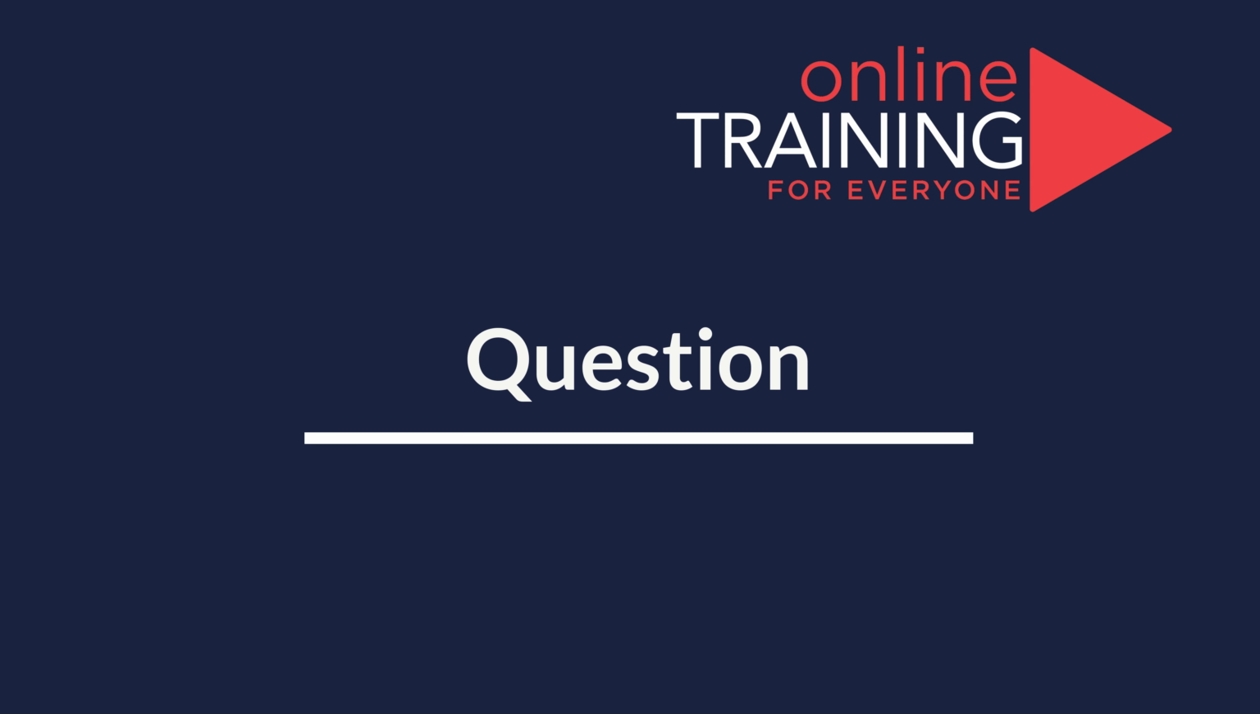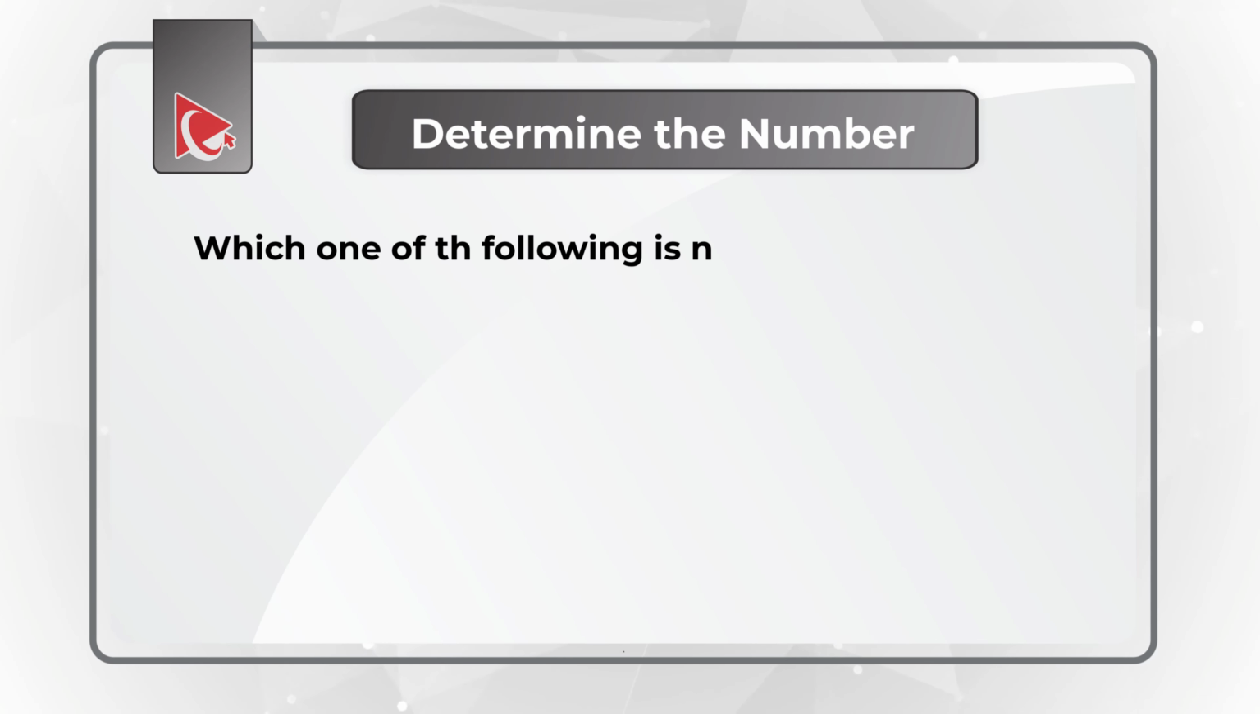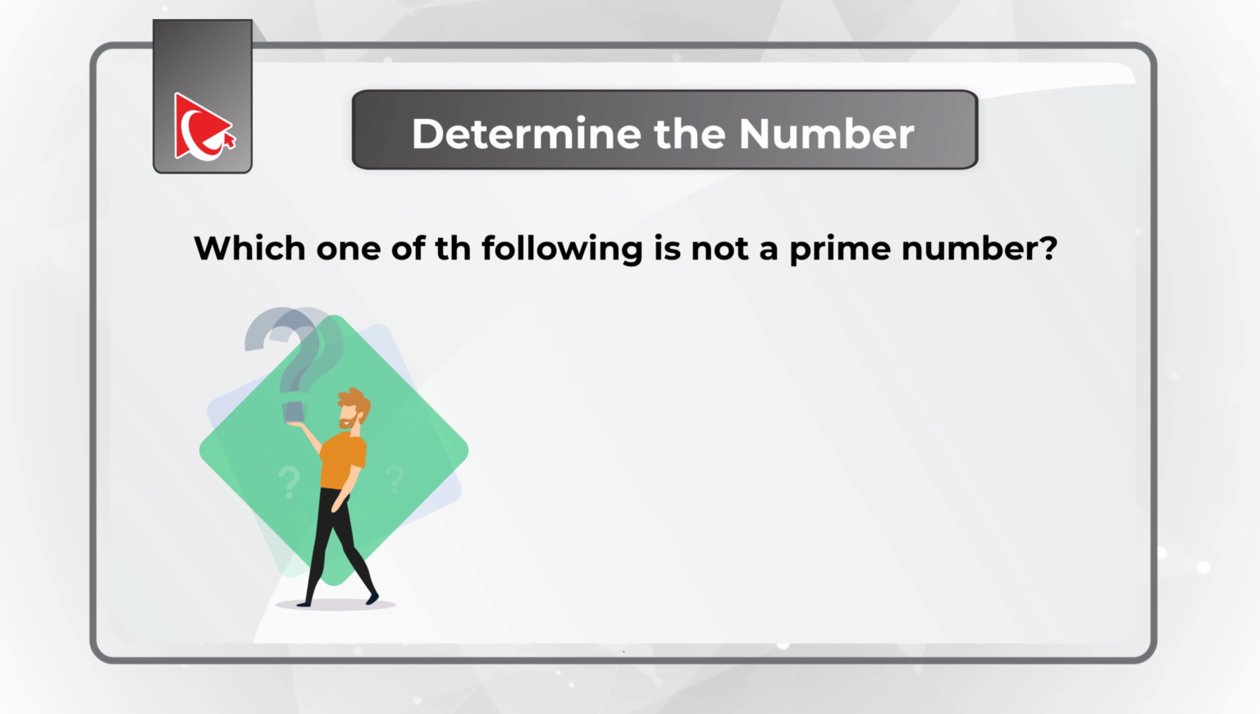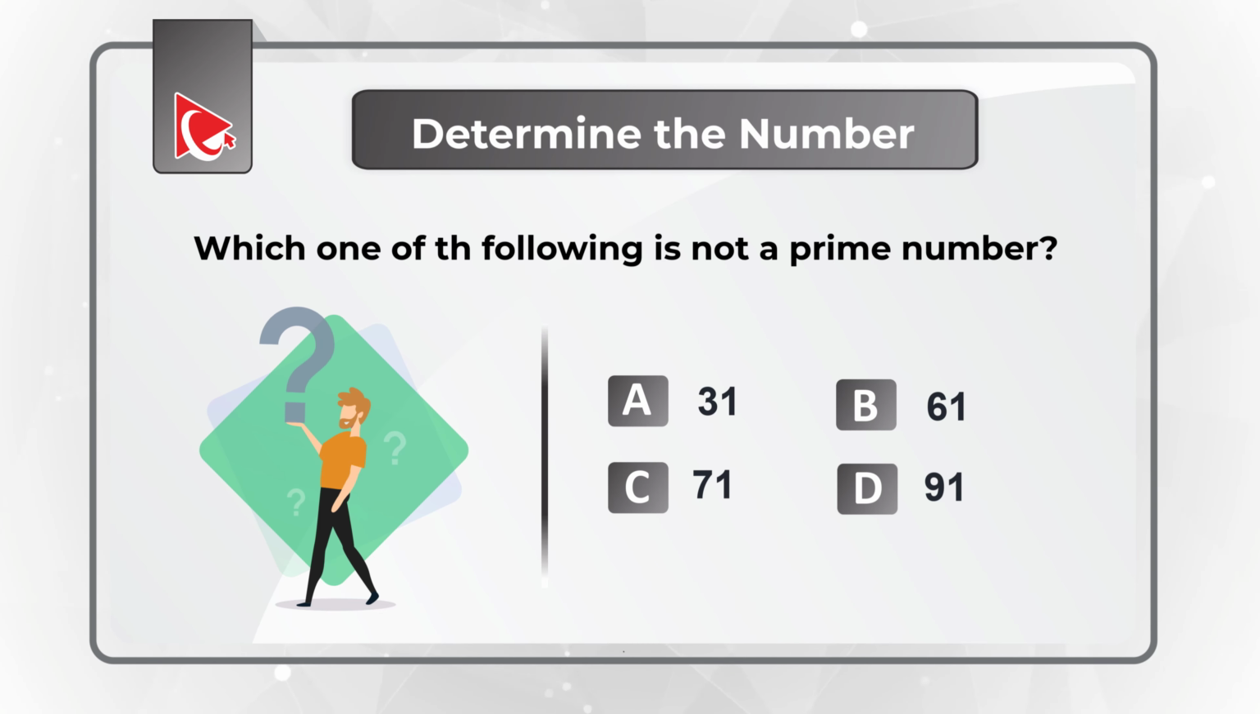Here's an interesting question where you are presented with a set of numbers, and you need to determine which number is not a prime number. You have 4 different choices. Choice A, 31. Choice B, 61. Choice C, 71. And choice D, 91.